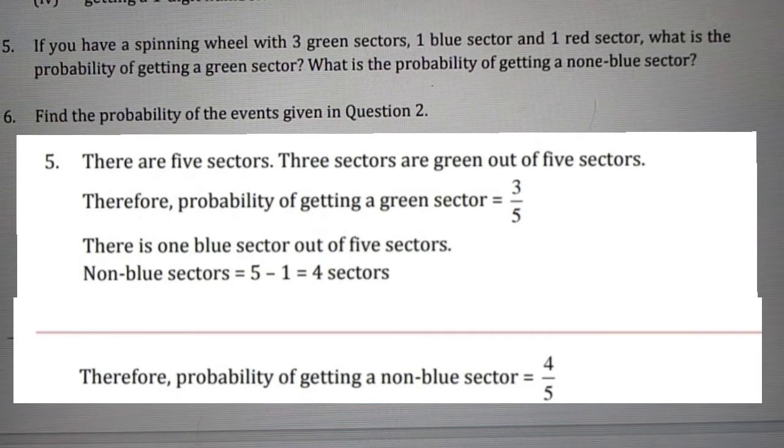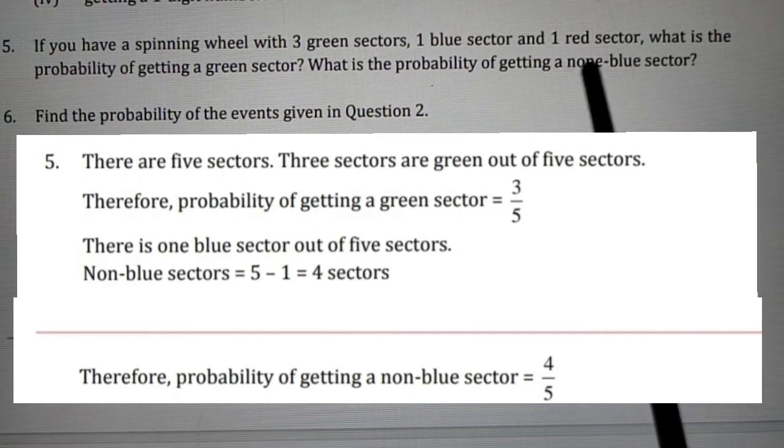Now students, our next question is, if you have a spinning wheel with 3 green sectors, 1 blue sector and 1 red sector, how many total sectors? 3 plus 1, 4 plus 1, 5. We have 5 sectors for the spinning wheel. As we have seen in question number 1, there are sectors for the spinning wheels. What is the probability of getting a green sector? What is the probability of getting a non-blue sector?